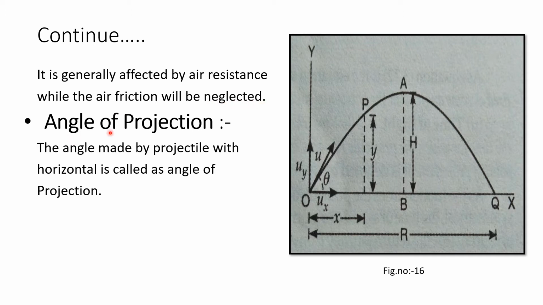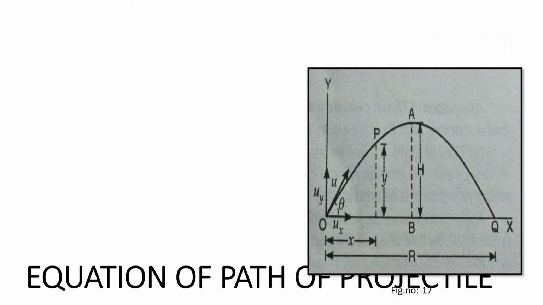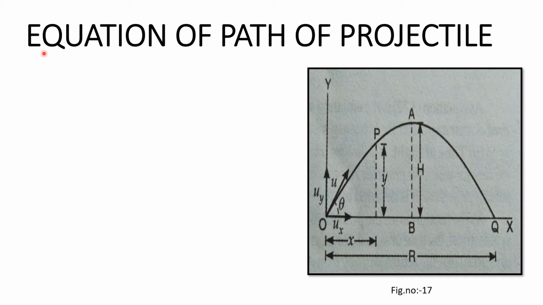Look at the figure carefully. Now here theta is given to you. Theta means angle of projection. How to make a definition of angle of projection? The angle made by the projectile with horizontal is called the angle of projection. The next concept is the equation of path of projectile.